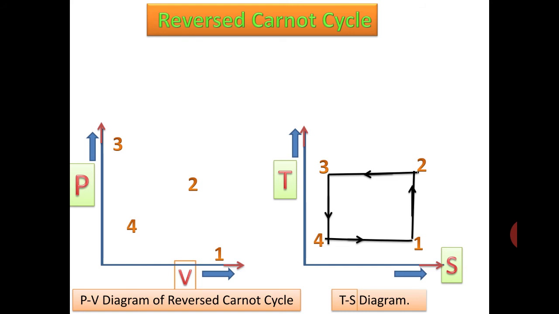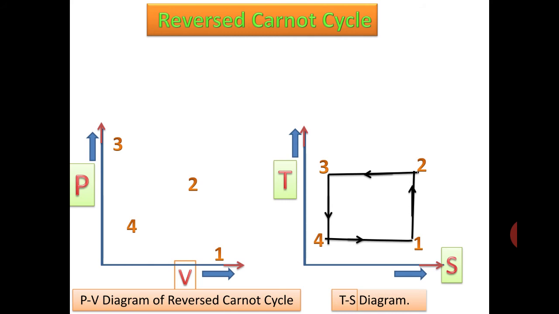Now a process is represented by a line. For example, this line 1, 2 represents one process. So point 1 represents the initial condition, point 2 represents the final condition during the process 1, 2. When the condition or the state of the substance changes, we say that the substance has undergone a process. If you join the 2 points which represent the initial condition and the final condition of the substance, the line joining these 2 points represents the process.